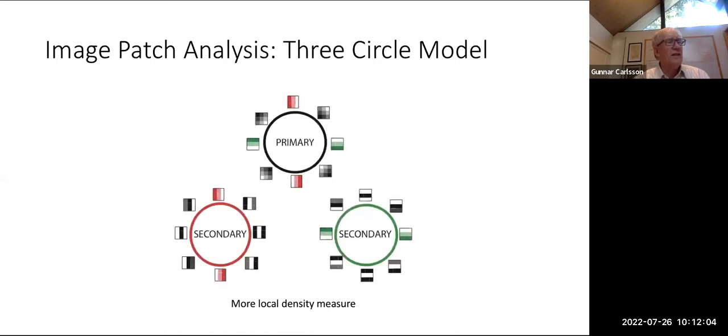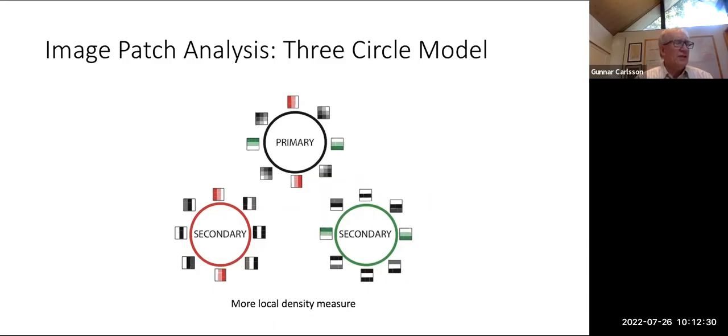That's reflected in the next finding, because when we took a more local density measure, one that counted only what happened in very nearby points, we found instead that there was actually a 3-circle model here. There's the primary circle, which is the one we just saw, in the upper middle, and then 2 secondary circles, one vertical and one horizontal.